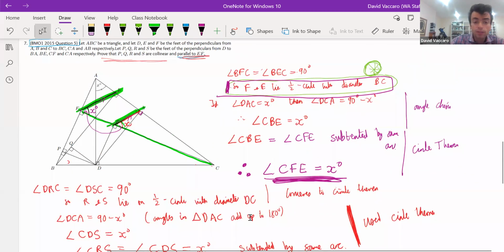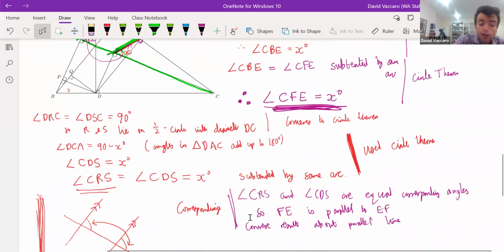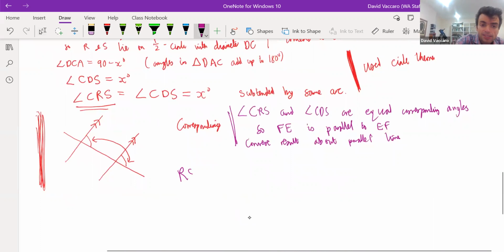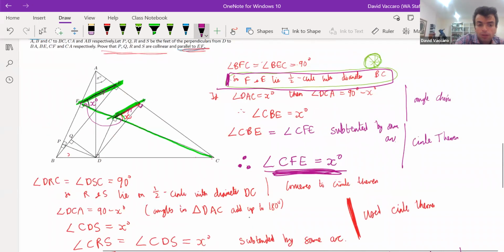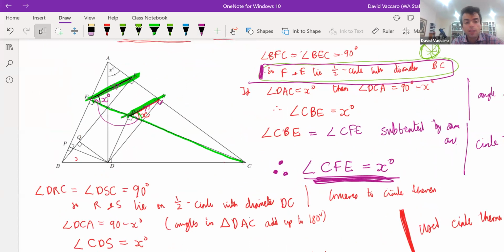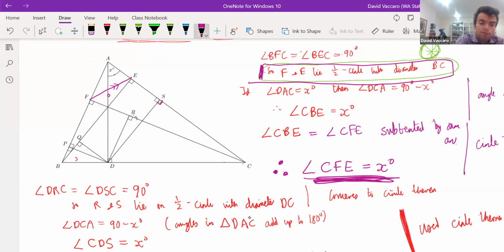So what we've shown so far is that RS and EF are parallel. What do you think I'm going to do next? I'm going to get rid of all of this, but I'm going to just keep what I've shown. So I know that EF and RS are parallel.